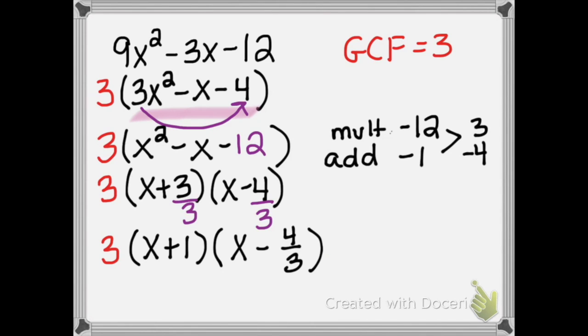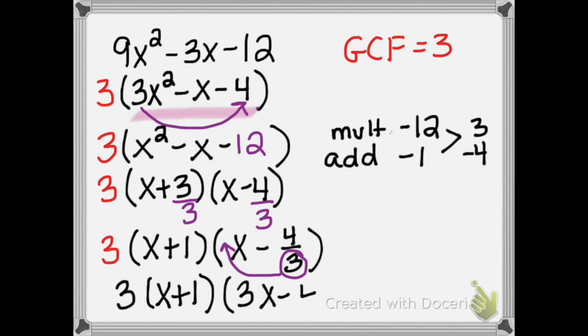And finally, bottoms up. You're going to take the bottom number and move it up in front of the variable. So this is going to be in factored form completely as 3 times x plus 1 times 3x minus 4.